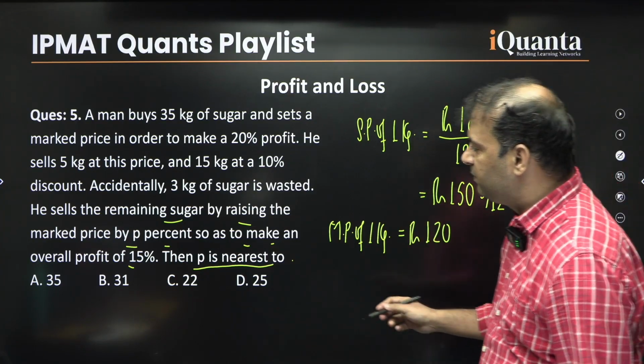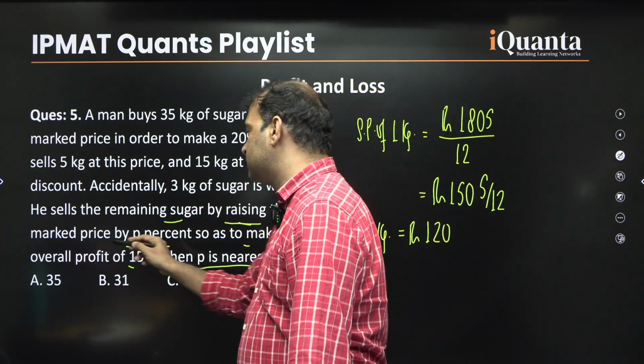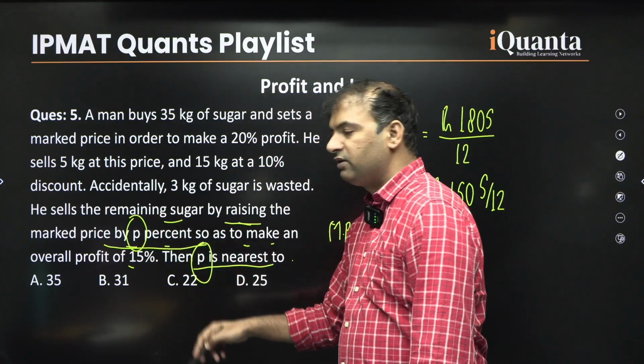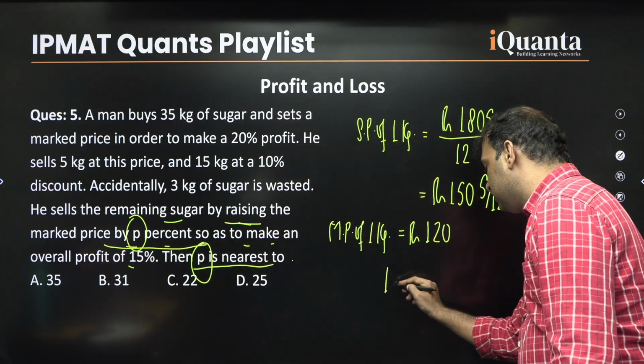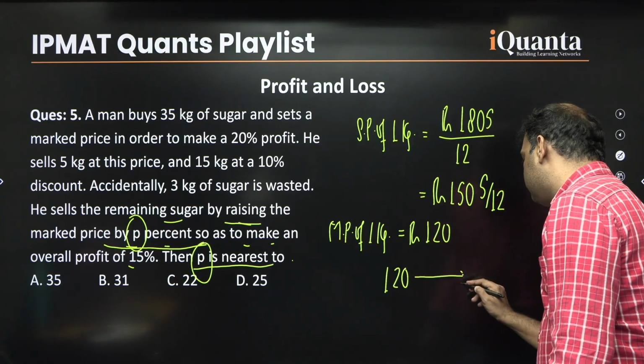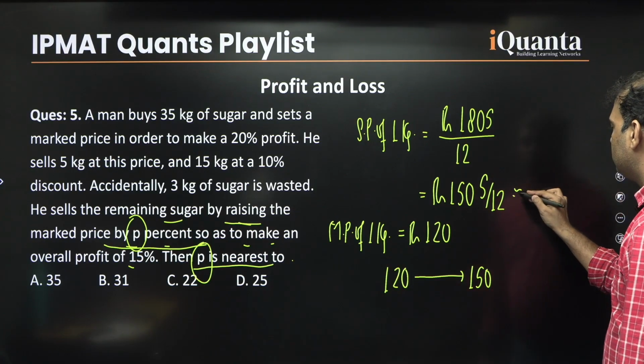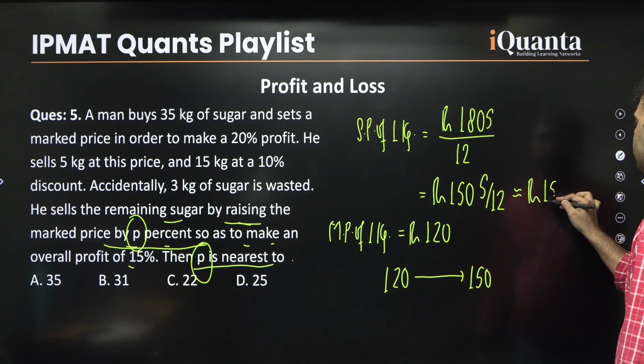Why? Remember, because he has raised the mark price by P percentage, and that P is what we have to find in the end, right? Mark price was 120, but he's selling at 150 is to something value, right? Let's do one thing, let's just write 150 for a while. Okay, let's just write 150 approximately.